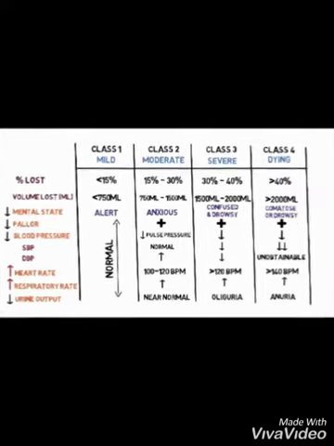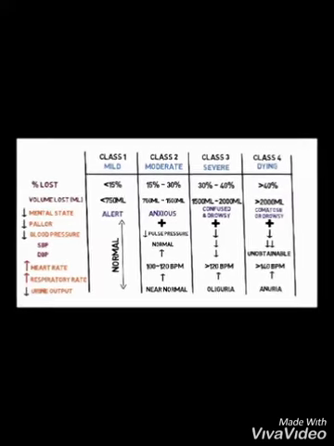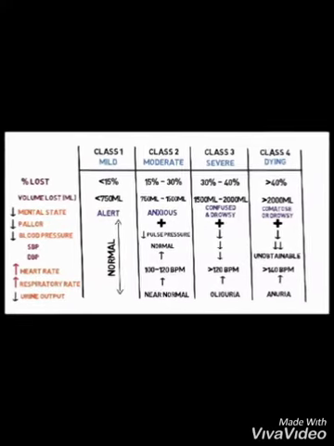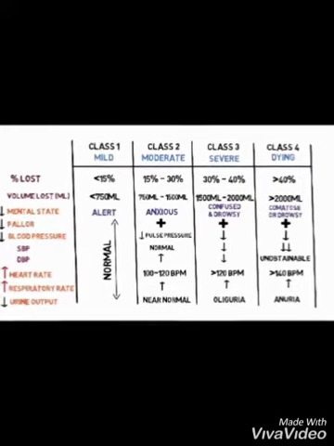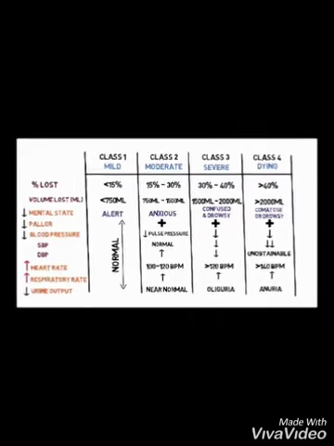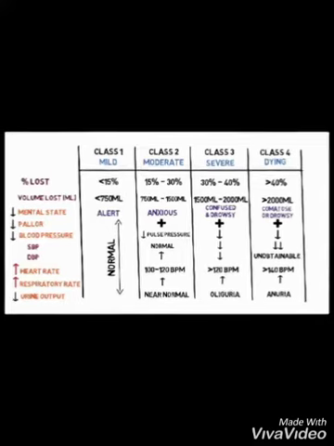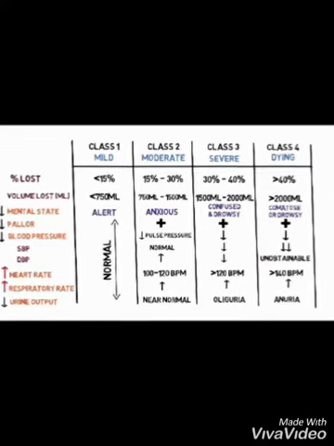If converted into milliliters, for Class 1, it will be less than 750 milliliters. For Class 2, 750 milliliters to 1.5 liters. For Class 3, the blood loss will be 1.5 to 2 liters, and for Class 4 it will be more than 2 liters.